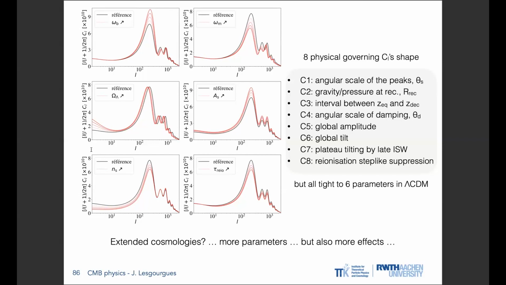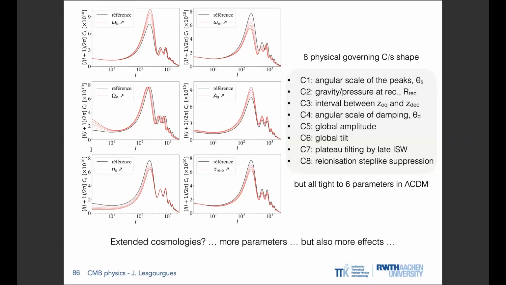But nicely, I have a bit of margin. I have here 8 effects for 6 parameters. In a model with curvature, I have 8 effects for 7 parameters. I'm still on the right side, and I can measure all my parameters independently. That's why you get constraints on omega k from CMB alone.